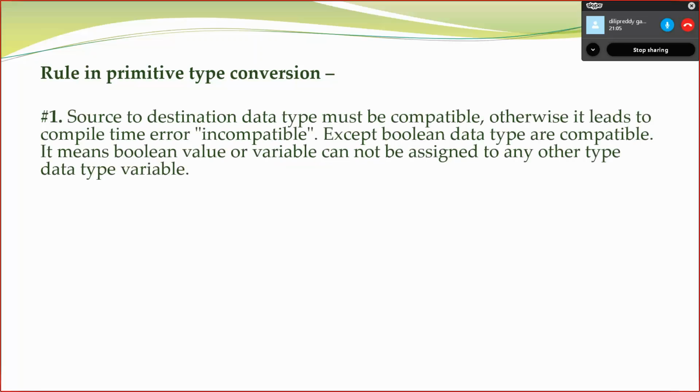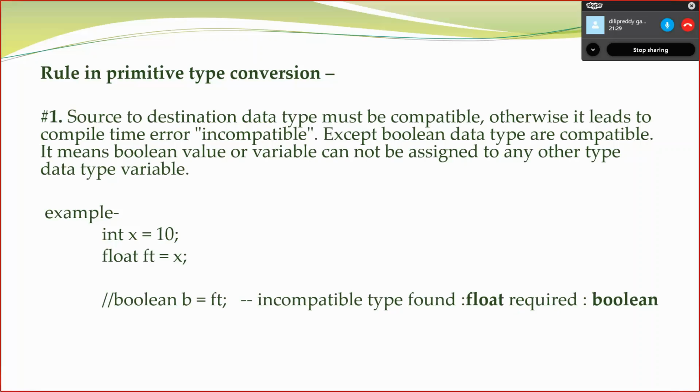But if you are trying to assign it like this, float to boolean, we will get this exception, the compile time error: incompatible types, found float, required boolean. You cannot assign this float to boolean. You need a boolean only. So this exception will come at compile time.